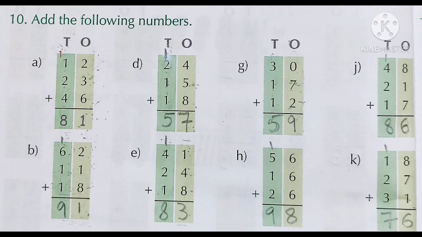The second one is also the same. 62 plus 11 plus 18. First we'll add the ones side, that is 2 plus 1, that is 3. 3 plus 8 will be 11. 11's 1 we will write, 1 will go to the tens side. On the tens side we'll add 6 plus 1 is 7, then plus 1 is 8, and 8 plus the carry forward of 1 is 9. So the total will be 91.